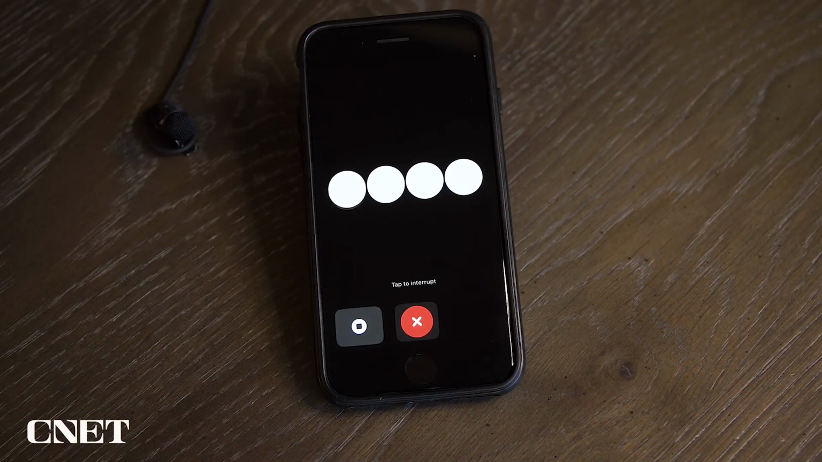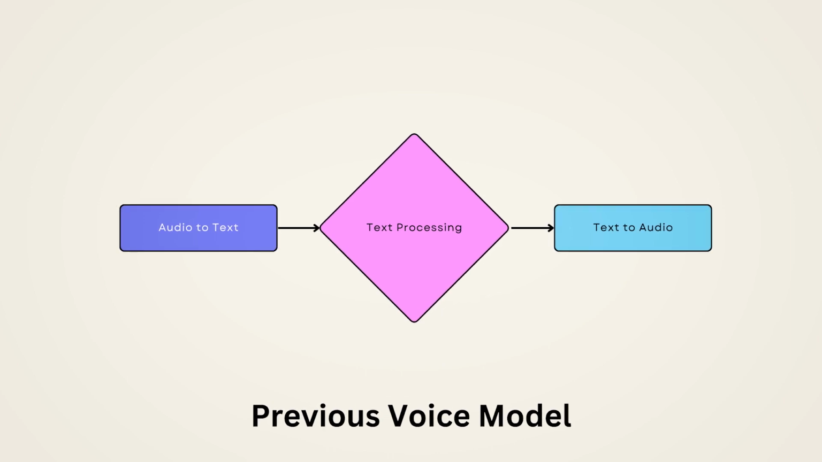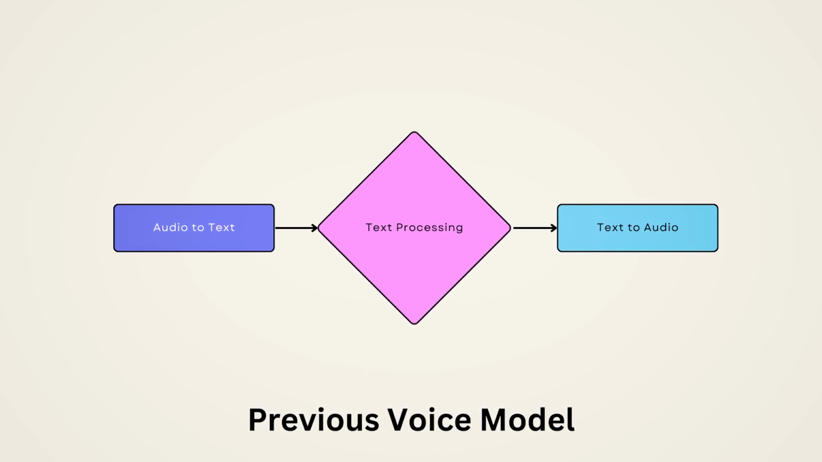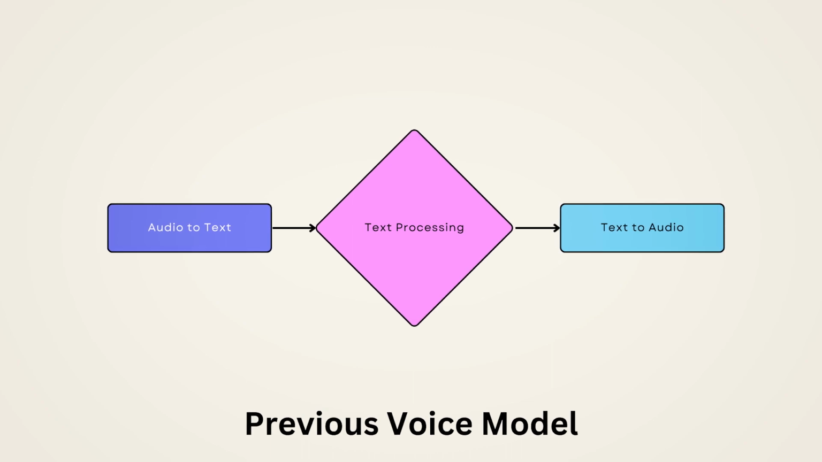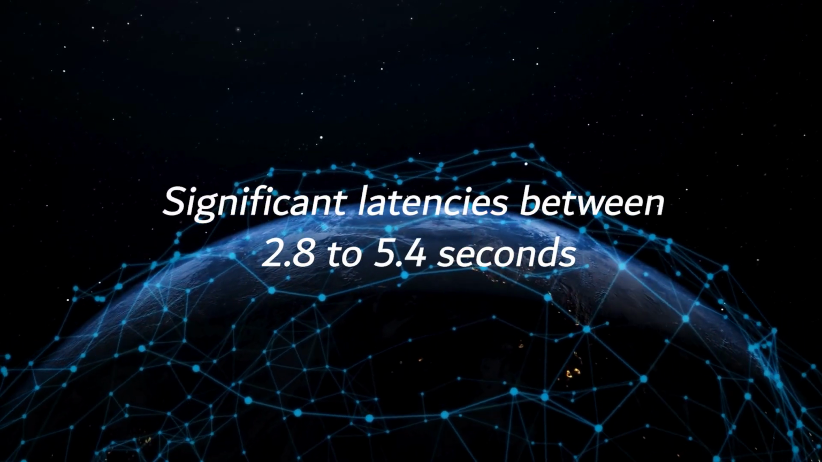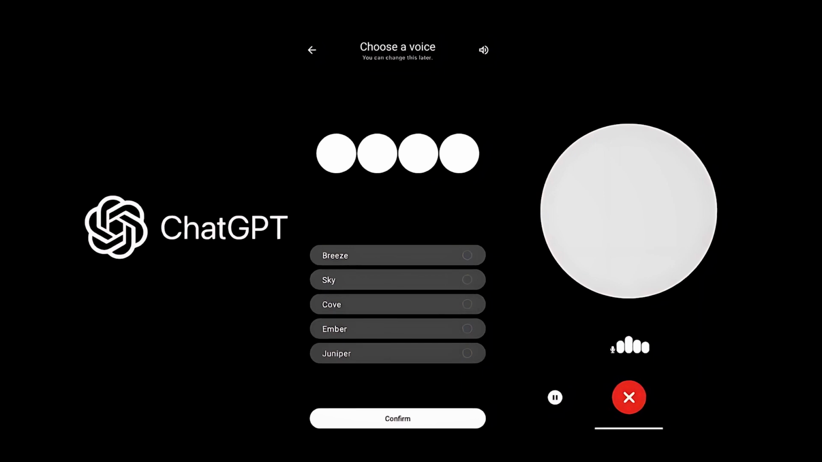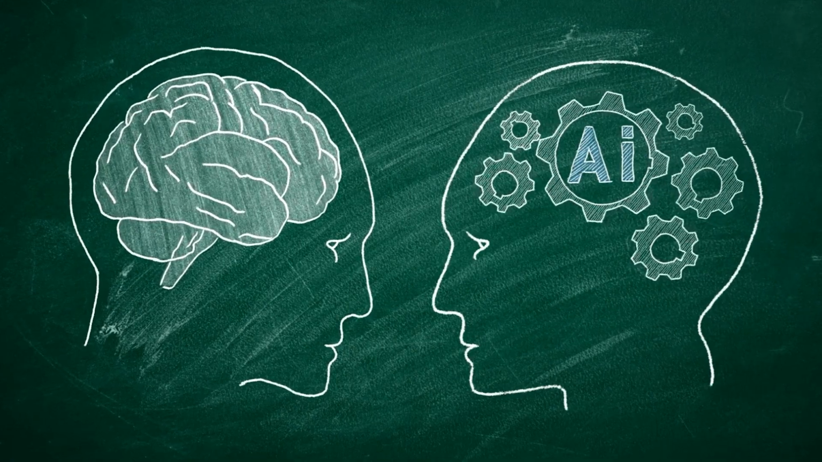Until now, the voice interactions we had with ChatGPT were handled through a pipeline of three separate models, one for transcribing audio to text, another for processing the text input by GPT-4, and a third for converting the text output back to audio. This approach causes significant latencies averaging between 2.8 to 5.4 seconds, and it resulted in a loss of information as the core model could not directly observe tones, multiple speakers, and background noises. Now with the introduction of 4o, there is a rising natural human-computer interaction.